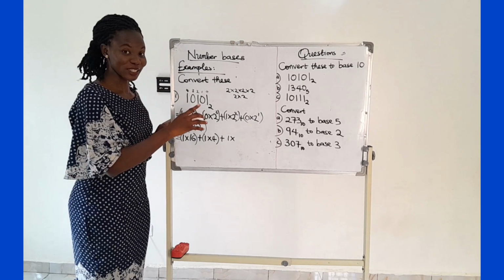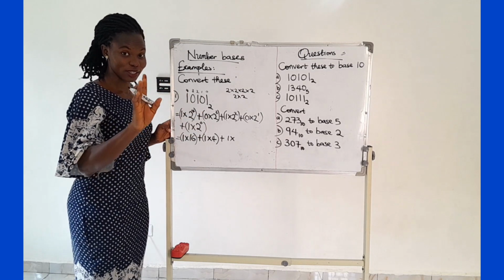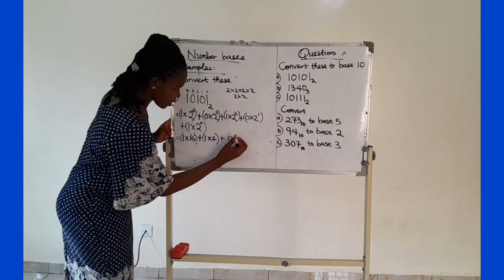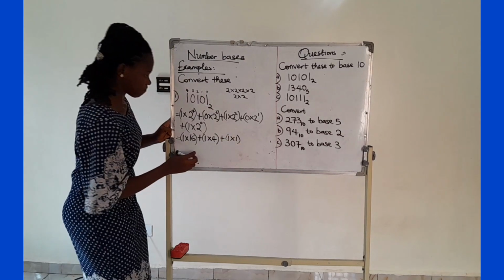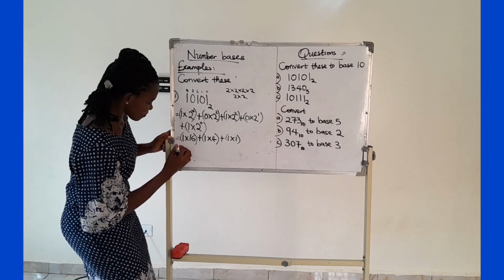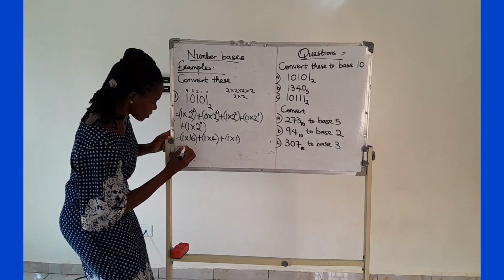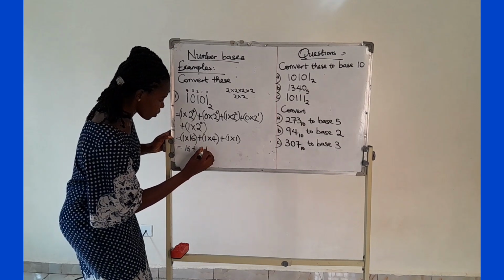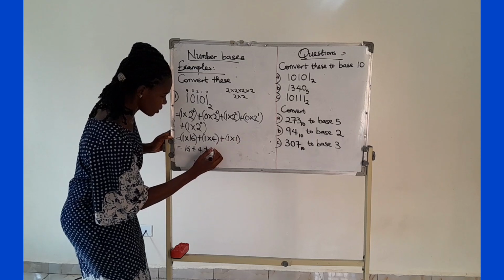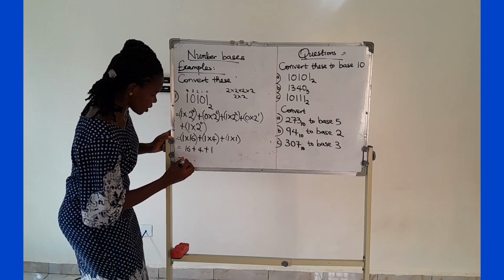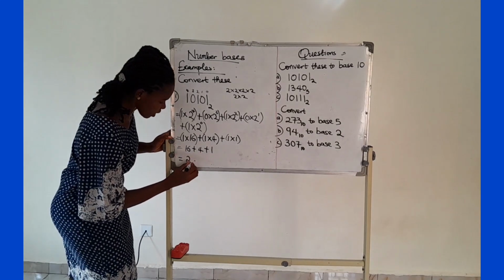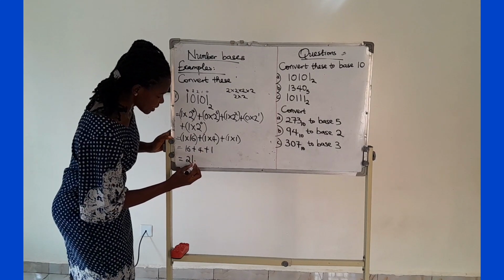We will not be able to prove it in this video, but just take it: anything raised to power 0 is 1. So 2 raised to power 0 is 1, so I have 1 here. Okay, so let's go. We start opening. 1 times 16 is 16 plus 1 times 4 is 4 plus 1 times 1 is 1. Alright, so let's add. 16 plus 4 is 20 plus 1, 21. So I have 21 base 10.